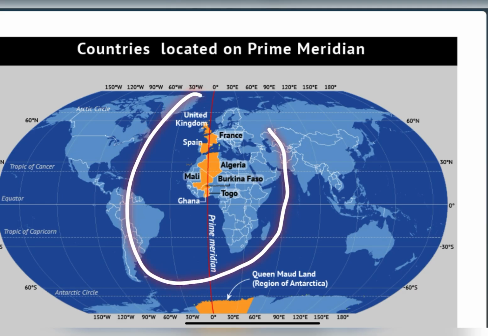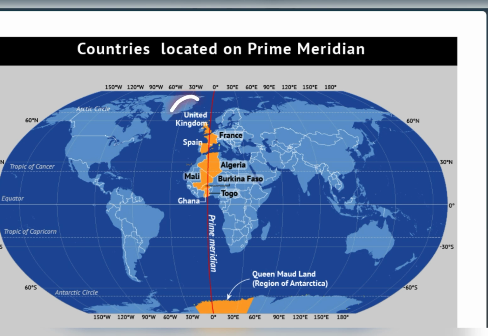These are the countries through which the prime meridian passes. Here is United Kingdom, France, Spain, Algeria, Burkina Faso, Togo, Mali, Ghana. These are the countries.